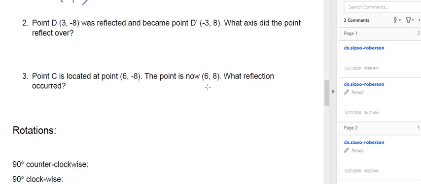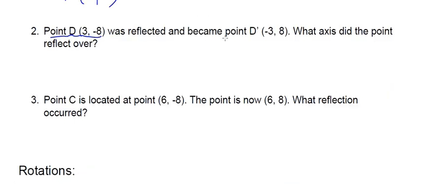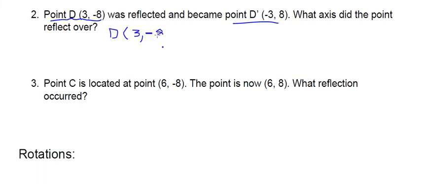All right, so for the next one, it tells you that you have point D, and then it tells you that you have point D prime. And it wants to know what axis did the point reflect over. So point D was located at 3, -8. Point D prime was located at -3, 8. Ooh, interesting. And it said, what axis did the point reflect over?